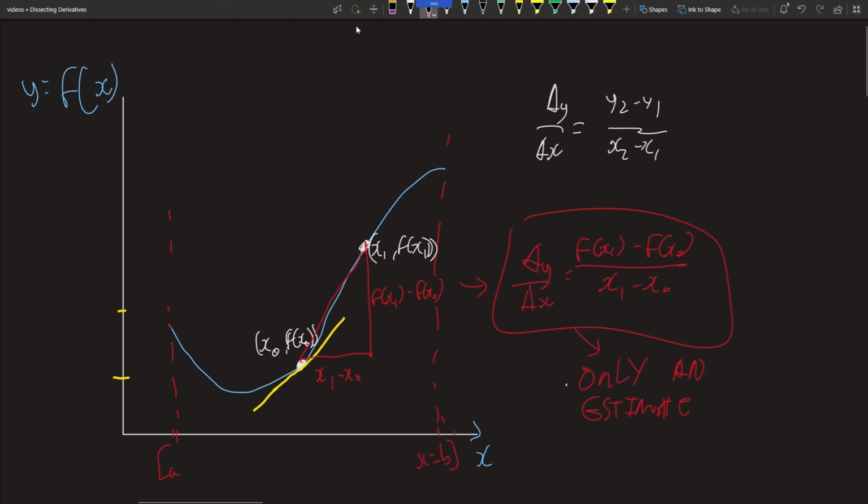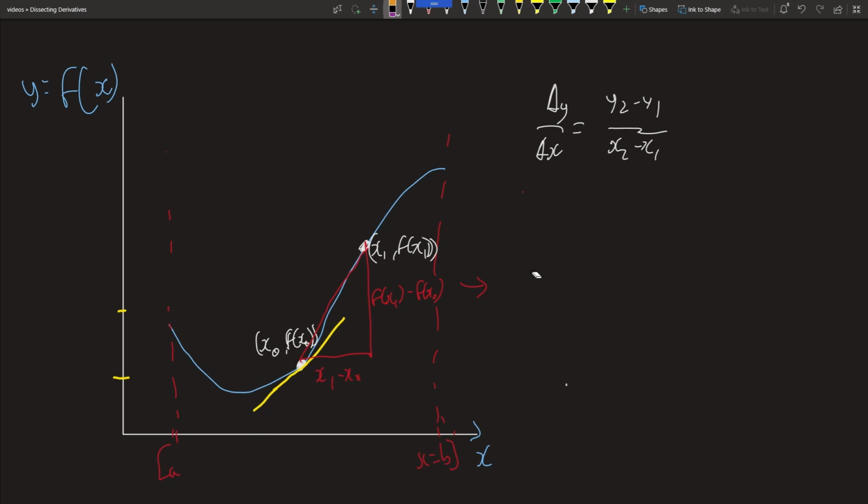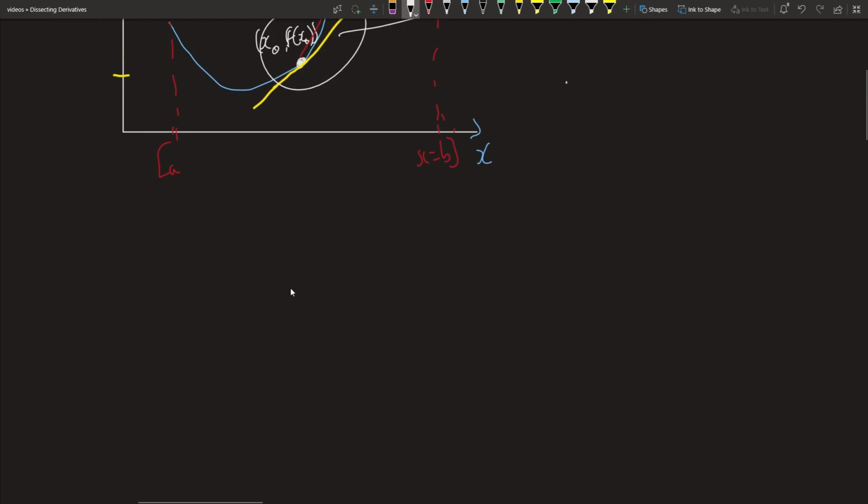So let's do it again. Let's now go even closer. And what I'm going to do is just zoom in a bit. So we're going to zoom in here. And what this gives us is essentially something that looks like this. We have a bit of the blue. We have our original point, (x0, f of x0).